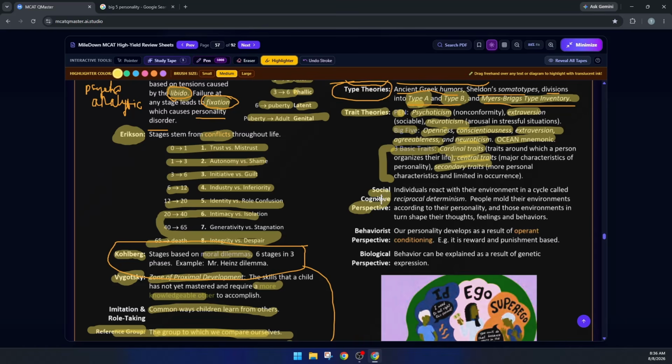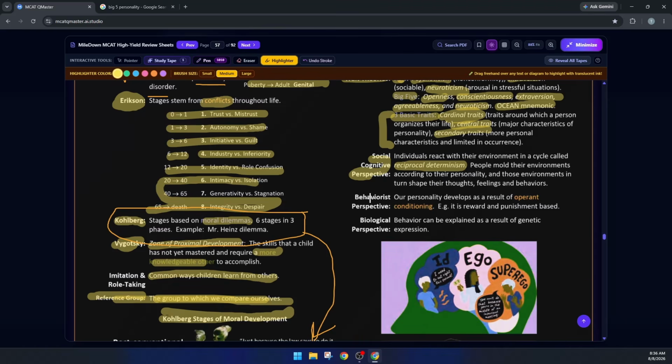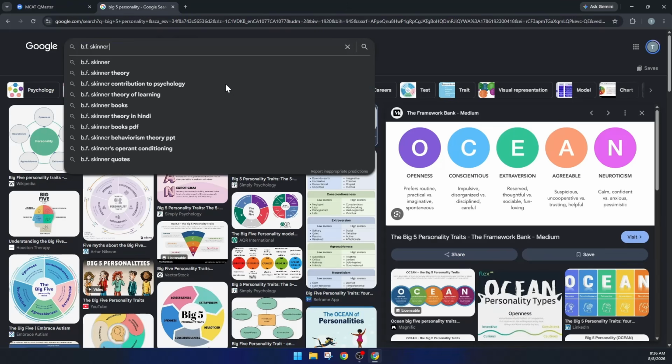Social cognitive perspective: individuals interact with their environment in a cycle called reciprocal determinism. Remember that term? People mold their environments according to their personality, and those environments in turn shape their thoughts, feelings, and behaviors. Cool. Then we have the behaviorist perspective here. Personality develops as a result of operant conditioning. So remember, behaviorists are like Skinner. I don't know why they didn't go over B.F. Skinner, but here's B.F. Skinner.